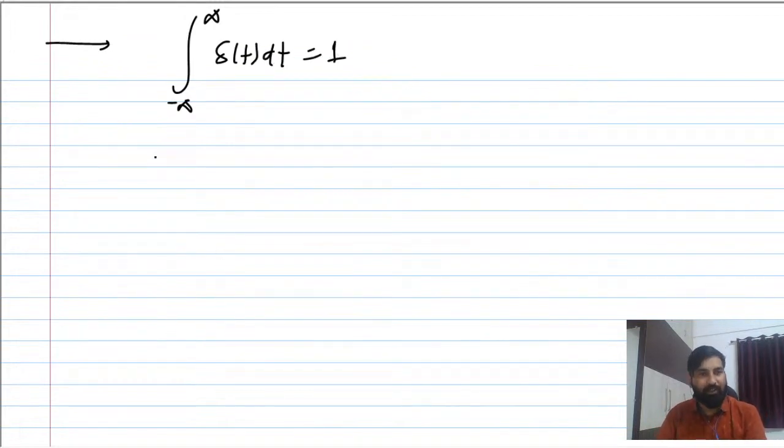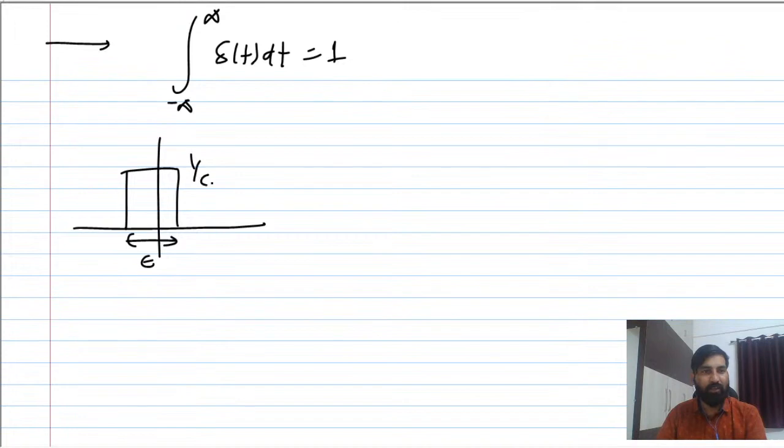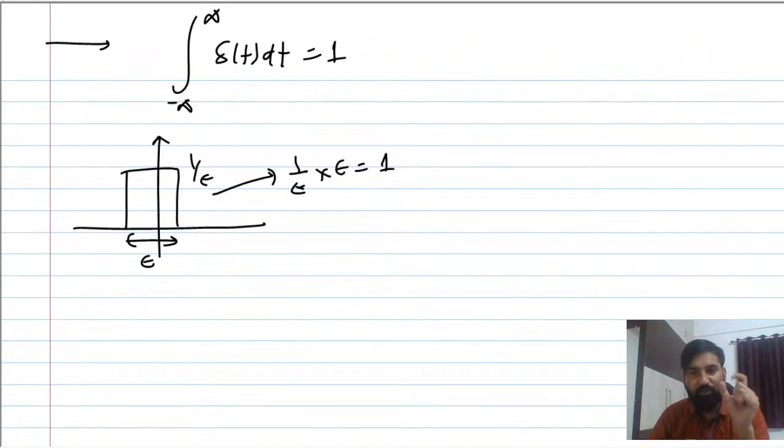And you can take, as I have taken here, a pulse of finite duration. You can say this is epsilon, and the amplitude should be 1 by epsilon, so that you have area 1, right? 1 by epsilon into epsilon is going to give you 1. This epsilon is a very small quantity, a very small duration. So if you apply the limit epsilon tending to 0, you will get the impulse.